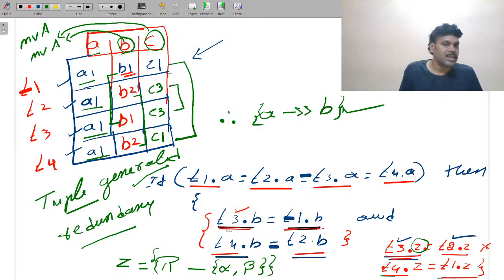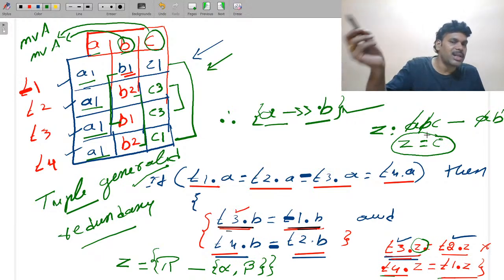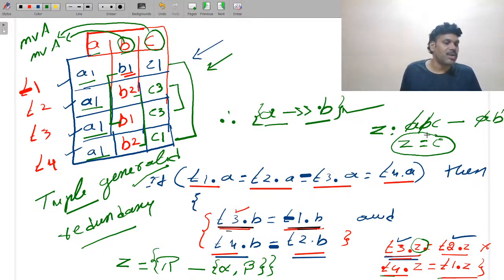So as far as this concerns, your A tends to B. Now what is the meaning of Z here? ABC minus your alpha and beta combined. That's the meaning: R minus alpha and beta. Now your Z is nothing but C only. If there are any other attributes, they also will come, and have to follow the same. No doubt in that.